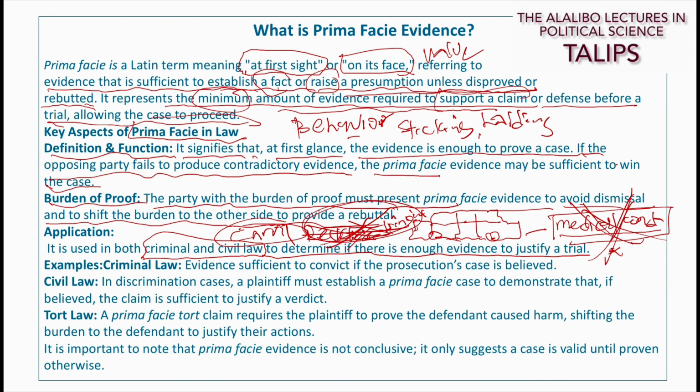Can we move forward based on what we have? Do we have enough to sustain a trial, or are we wasting our time? And based on that determination, they move forward or they do not move forward in both criminal and civil cases to determine if there is enough evidence to justify a trial. At face value, we have enough evidence. Let me give you another example.